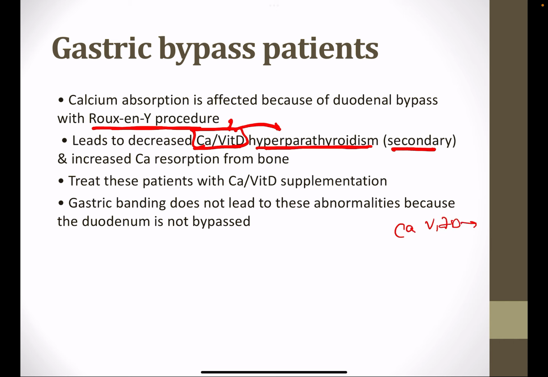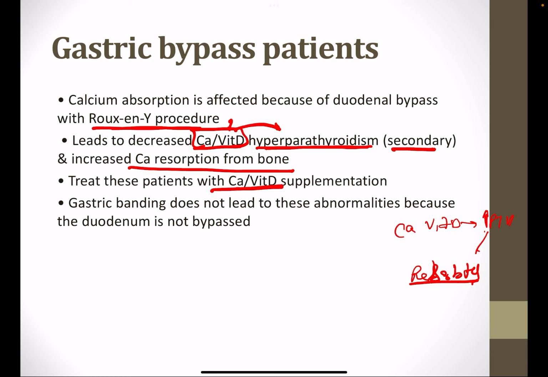It stimulates the parathyroid hormone, increases the parathyroid hormone. What does parathyroid hormone do? It causes resorption of bone. It sucks the calcium from the bone and accumulates it into the blood. Okay, it increases the calcium resorption of the bone, making their bone very fragile, and if that breaks, the healing of the bone is actually a task. Treat this patient with calcium and vitamin D supplementation.